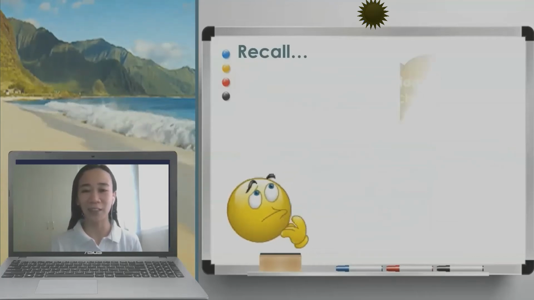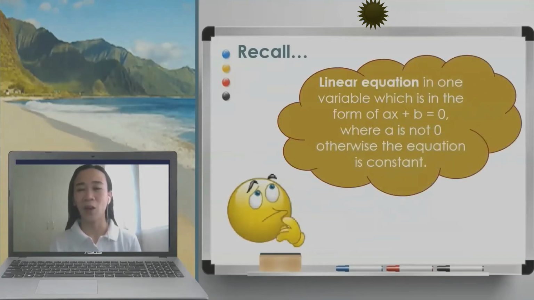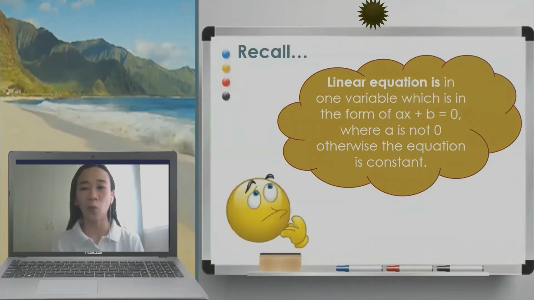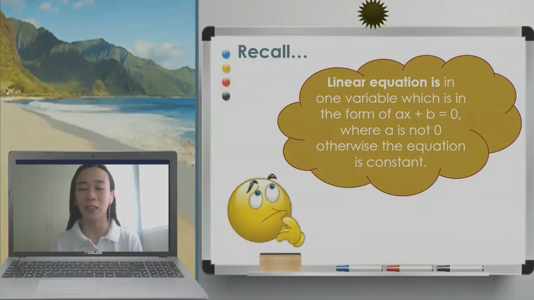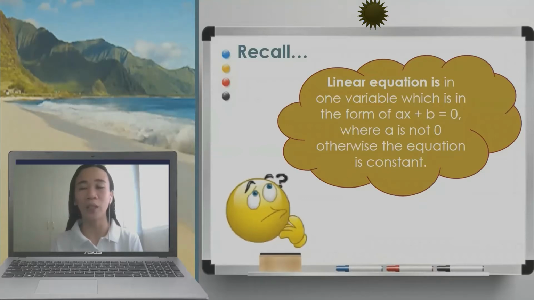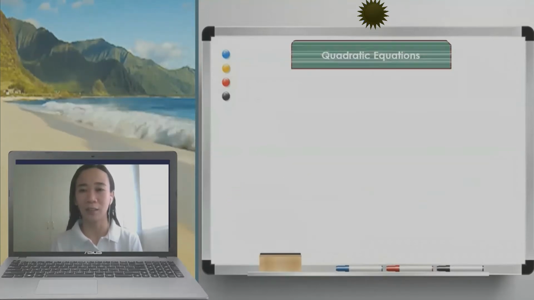First, let us have a recall. What is a linear equation? A linear equation in one variable is in the form of ax plus b equals 0, where a is not 0. Otherwise, the equation is constant.